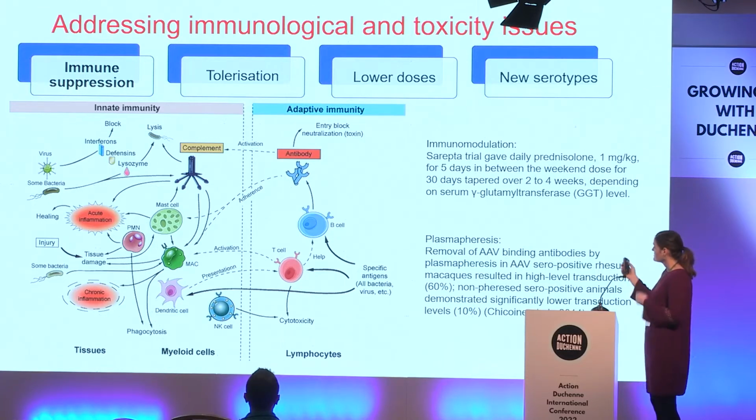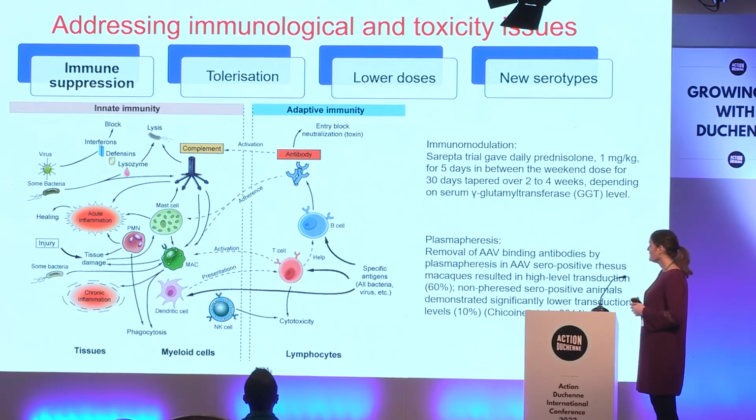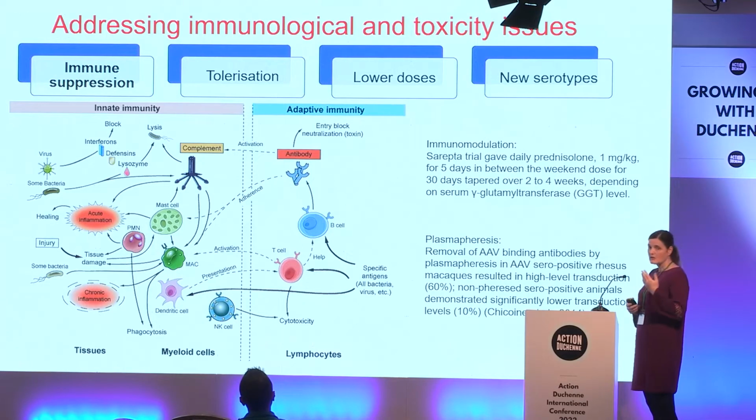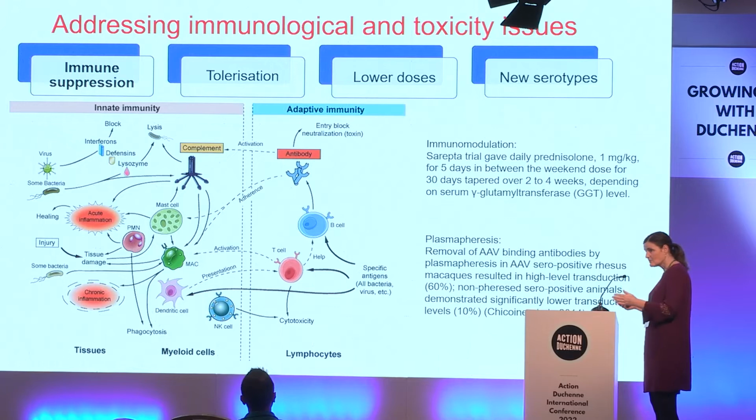So Sarepta is just an example. Sarepta modulated their protocol on what they saw in the early treated patients. So they now include immune suppression. So they modulate the immune response by suppressing it with drugs. So they give prednisolone, which is an inhibitor, at the beginning of the treatment and taper it off gradually to make sure that the immune response is gone. So that's inhibiting the left-hand side.